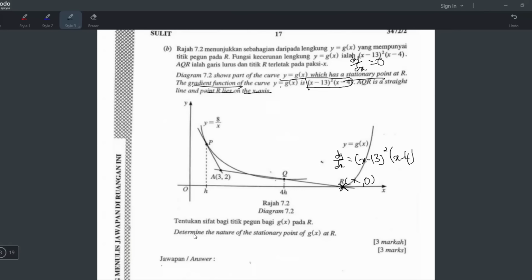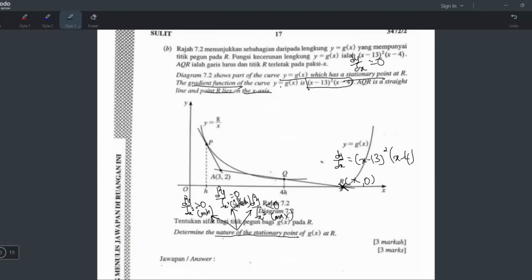Okay, so the question actually asks you to determine the nature of the stationary point of g(x) at R. What is the meaning of determine nature? It means they want you to write whether it's a minimum point or maximum point. Let's talk about nature of stationary point. There are three types of turning point. If your second derivative d2y/dx2 is bigger than 0, then it's a minimum. If your second derivative d2y/dx2 is smaller than 0, then it's a maximum point. But if your d2y/dx2 is exactly 0, then we call it the inflection point. Inflection point in Malay is titik lengkok balas.